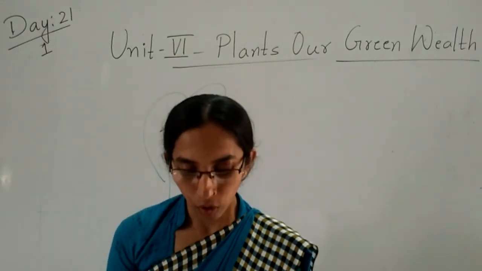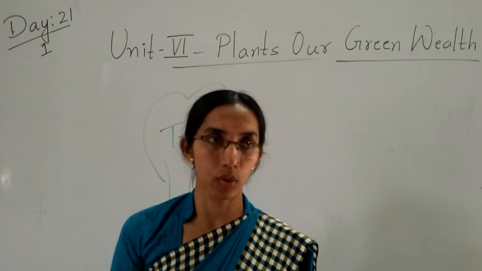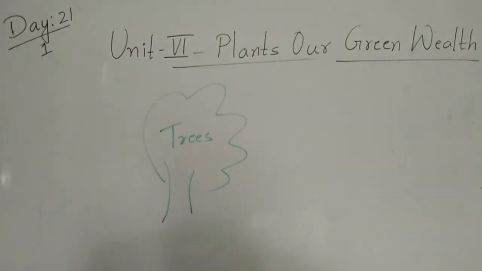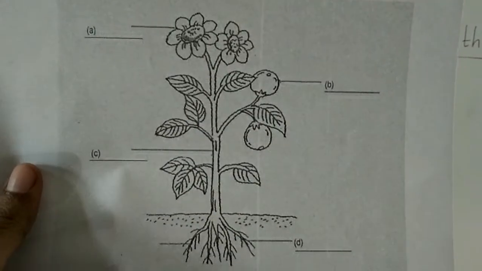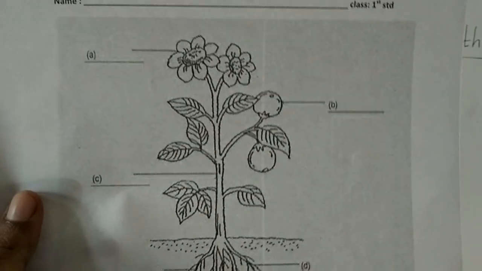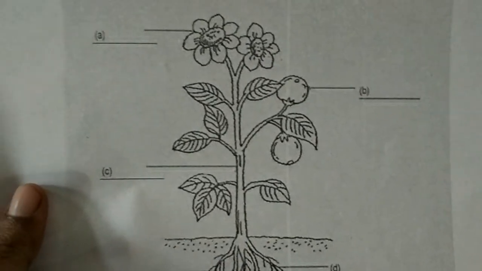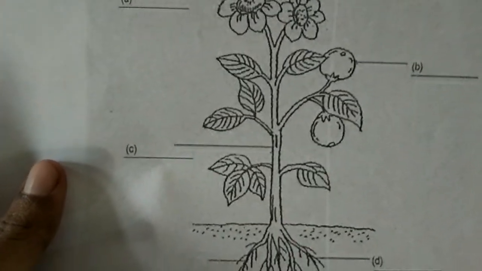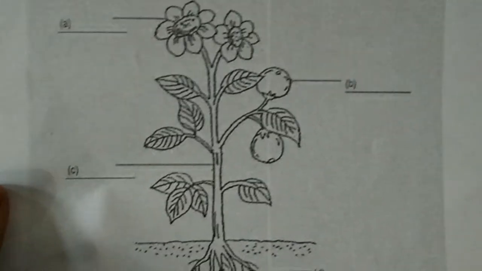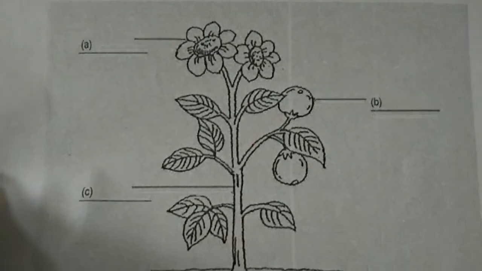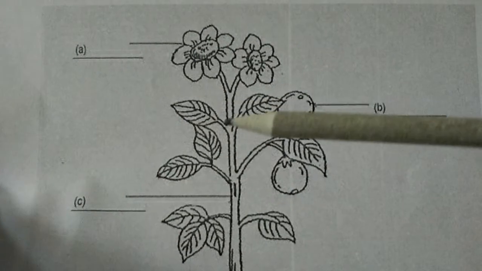Clear, children? Let me explain the worksheet. The first worksheet is to label the parts of the plant. Here you can see I have given the outline of a plant. So what is your duty? You have to color this plant.